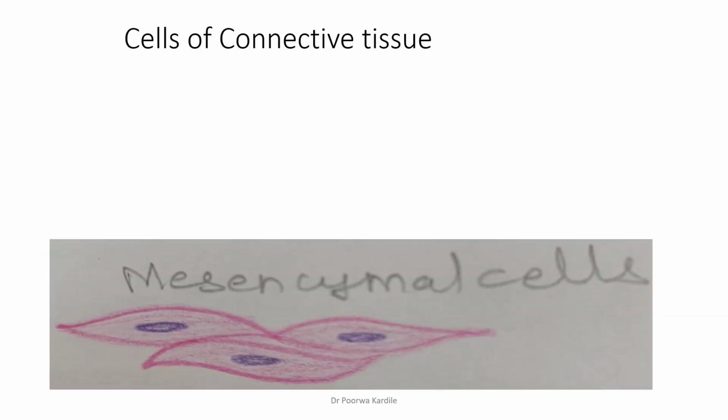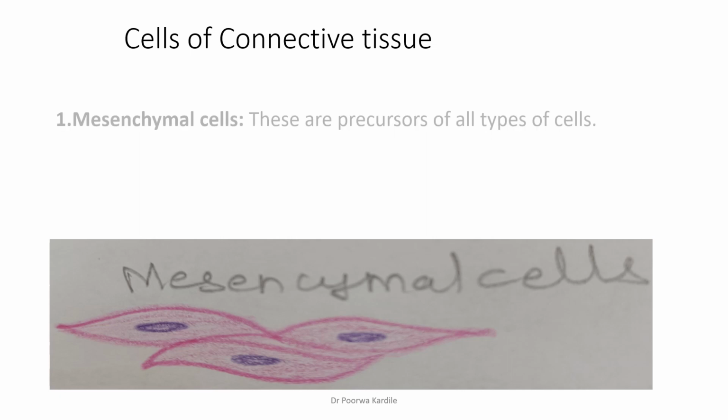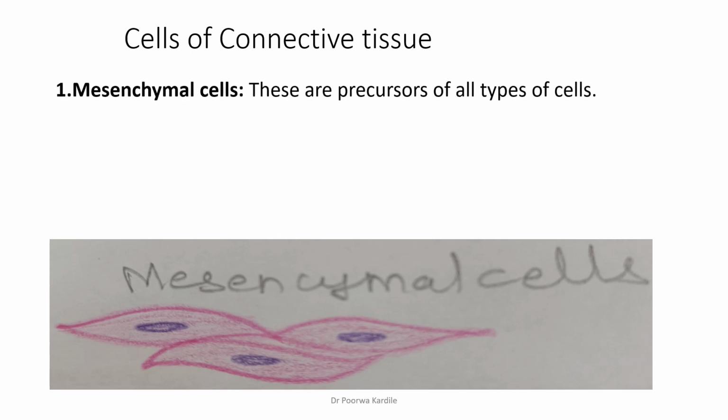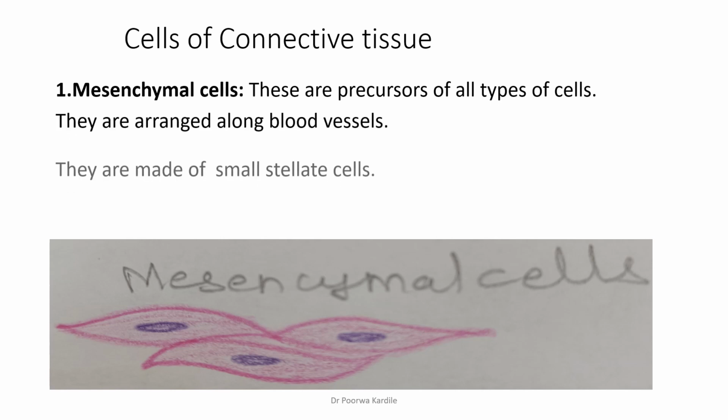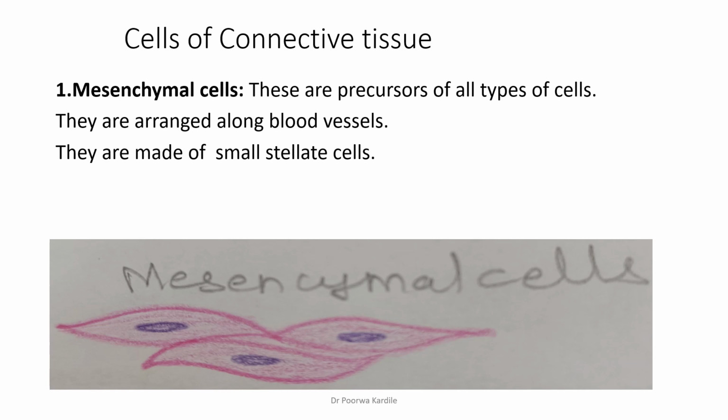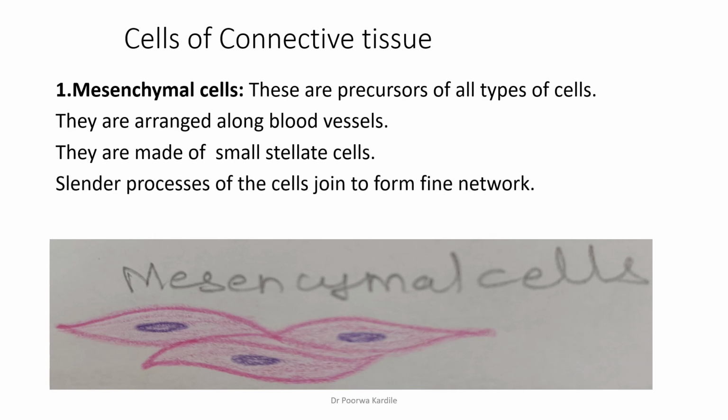The first variety of cell is the mesenchymal cell. Mesenchymal cells are known as precursors because they can give origin to all types of cells present in the connective tissue, and they are arranged along the blood vessels. They are small stellate cells with tapering ends. As we can see in the figure, they have slender processes, and these slender processes join with one another and form a fine network.